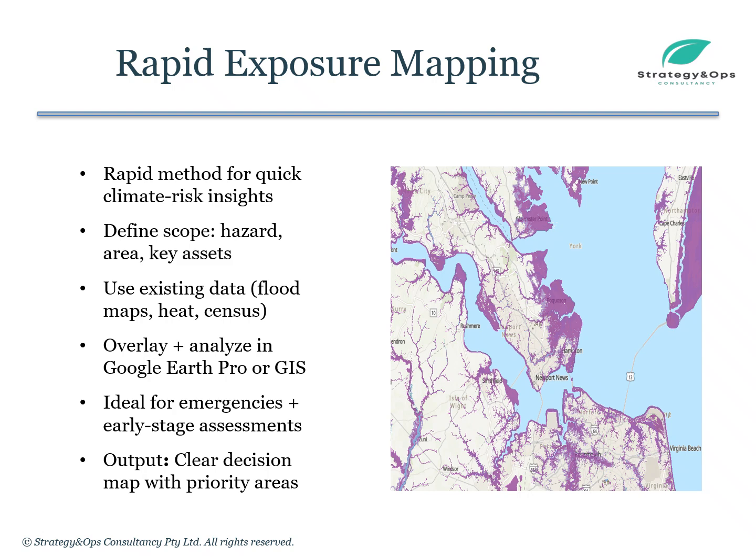Step 4 is creating a clear decision map. You color code exposure levels, add labels for key vulnerabilities, and include simple summary statistics. The map should answer 2 things. Where should we act first? And what's at risk?